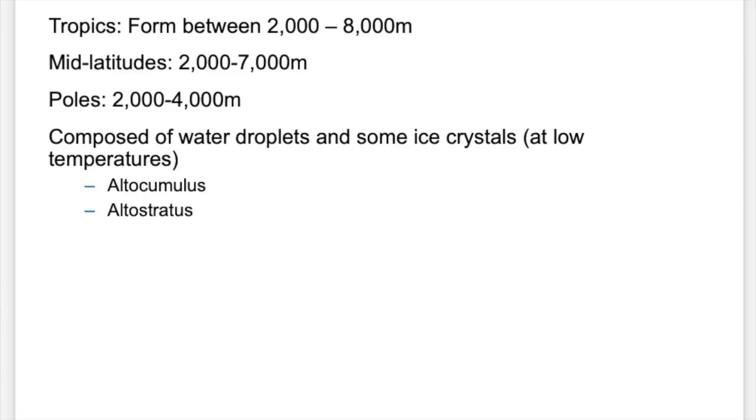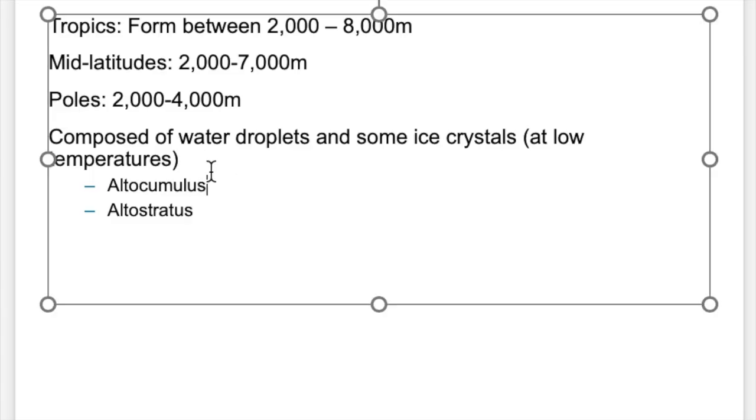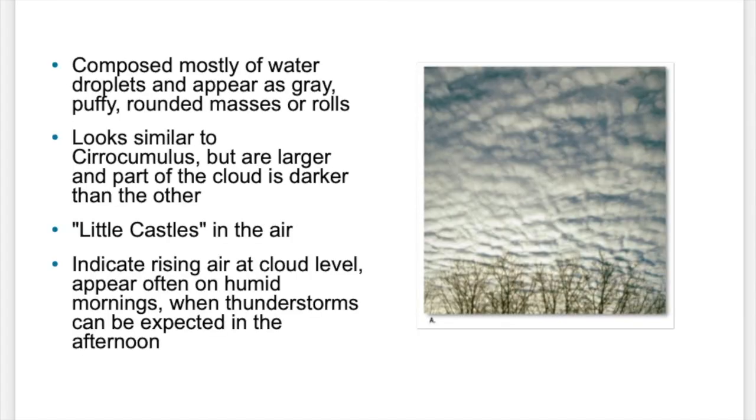And now let's look at the middle clouds. We have two cloud types found in the middle cloud section. These are composed of water droplets and some ice crystals at low temperatures. We're looking at altocumulus and altostratus. With altocumulus we're looking at globular patches, and with altostratus we're looking at layers of the clouds. So again, with altocumulus, we could see the globular patches.